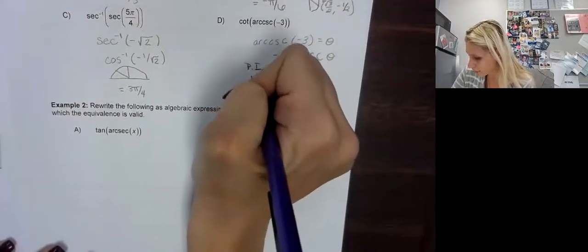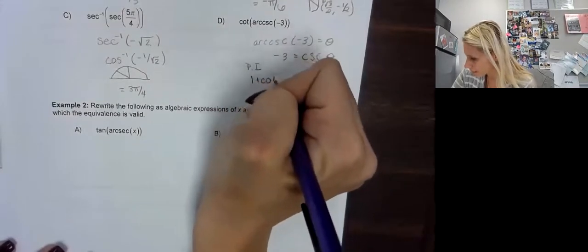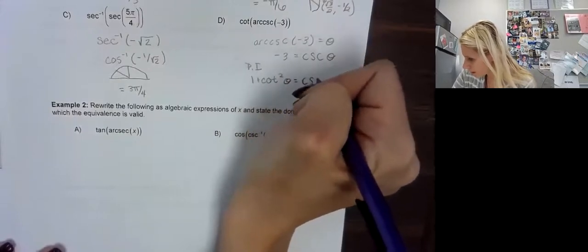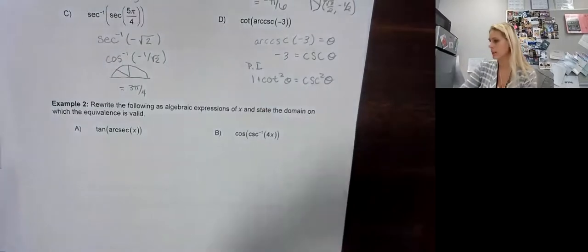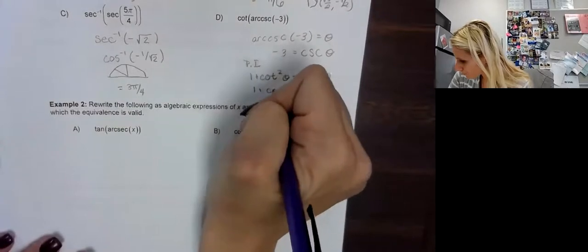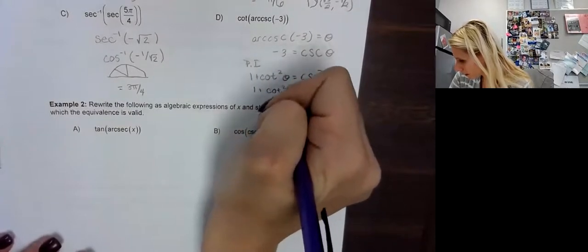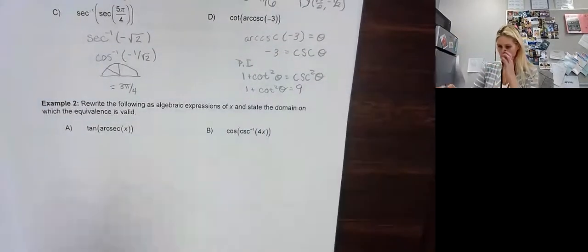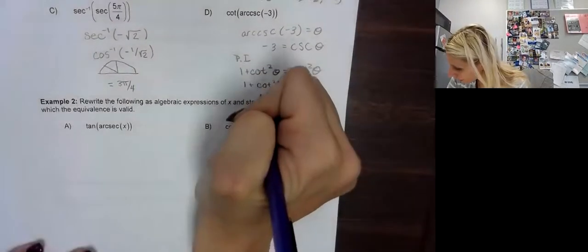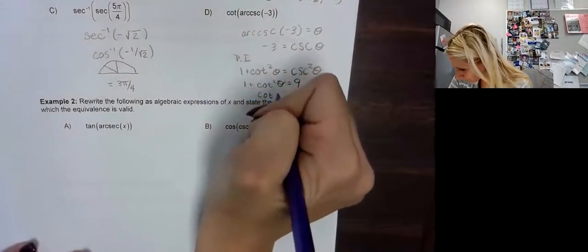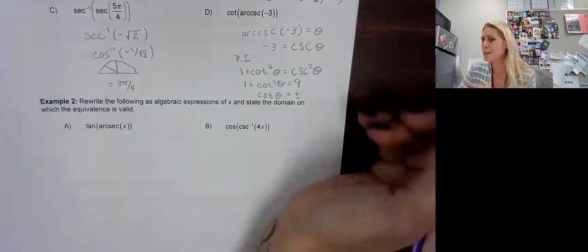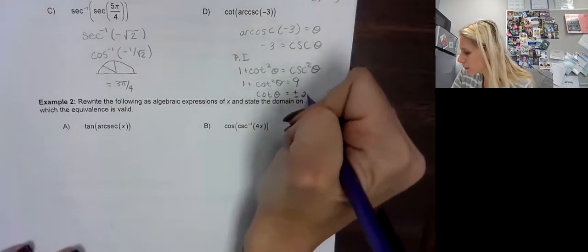That identity is 1 plus cotangent squared theta equals cosecant squared theta. And we know cosecant is negative 3. So I have 1 plus cotangent squared theta equals 9. Now, of course, I'm going to subtract 1 and then take the square root, right? So right now I get cotangent of theta equals plus or minus the square root of 8. But by the way, the square root of 8 broken down is 2 square root of 2.